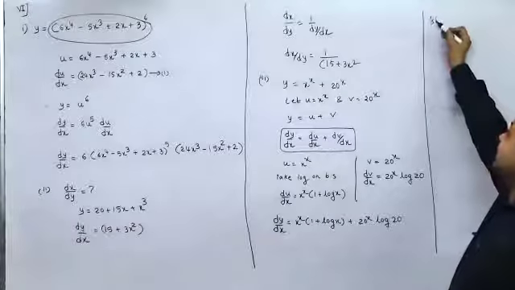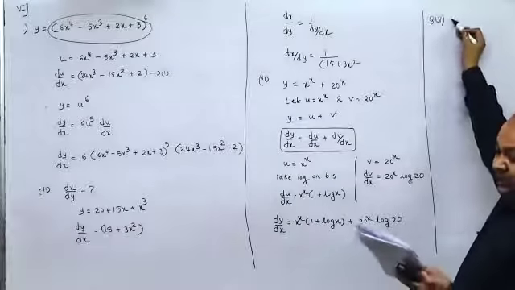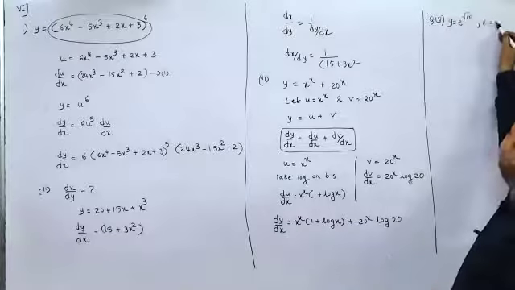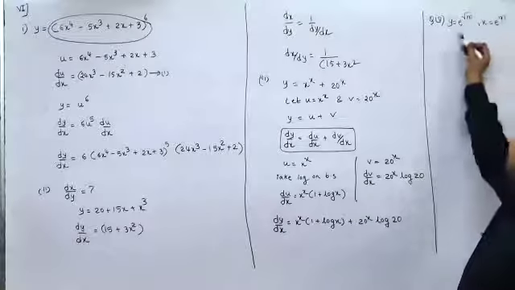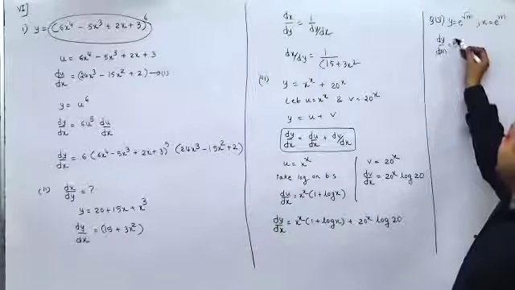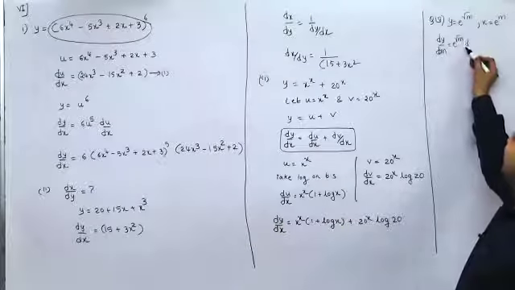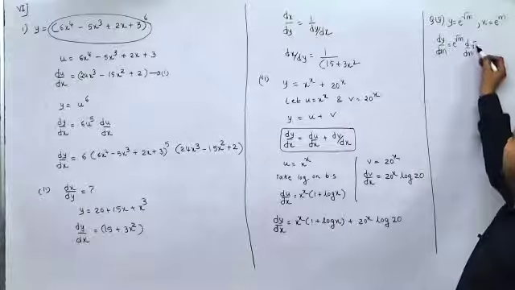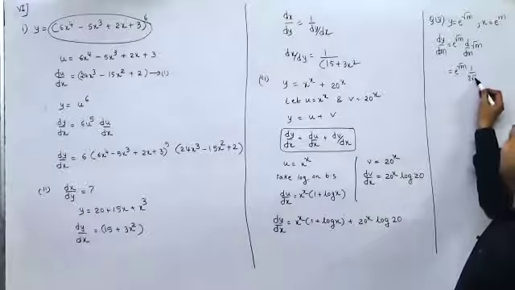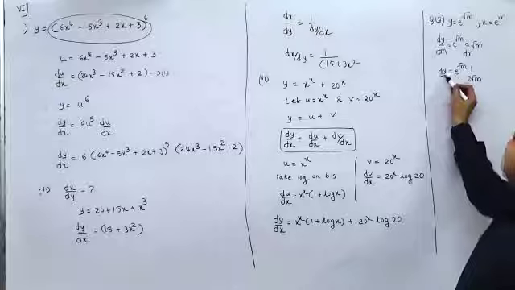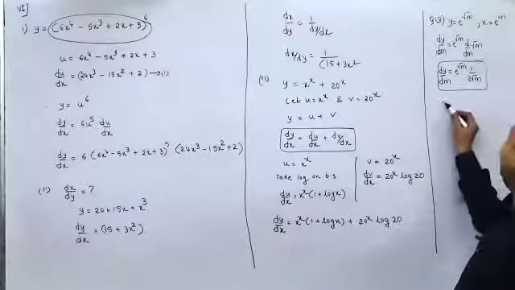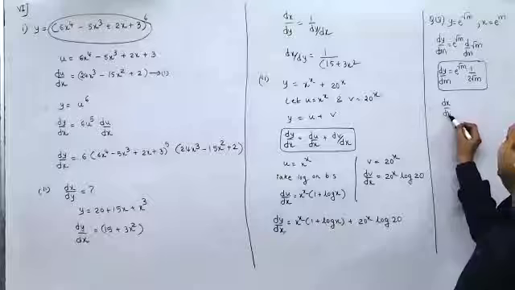Fourth question, and that is the last question of derivatives. So y is equal to e raised to root m and x is equal to e raised to m. M is the parameter here. When I differentiate with respect to m, I get e raised to root m into derivative of root m with respect to m. So I get e raised to root m into 1 upon 2 root m. Now this is dy by dm. What is dx by dm? It is e raised to m.